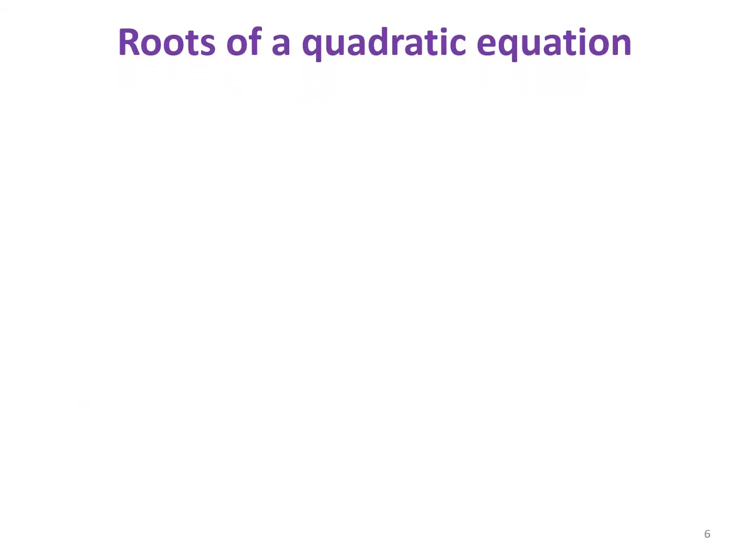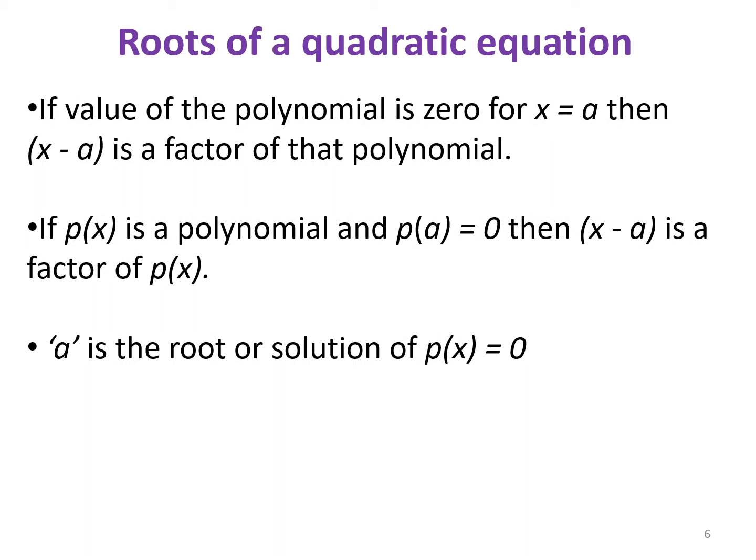Roots of a quadratic equation. If the value of the polynomial is 0 for x is equal to a, then x minus a is a factor of that polynomial. If p(x) is a polynomial and p(a) is equal to 0, then x minus a is a factor of p(x). a is the root or solution of p(x) equal to 0.